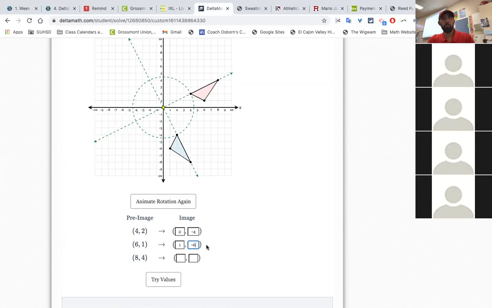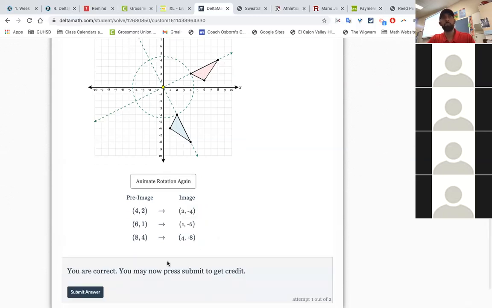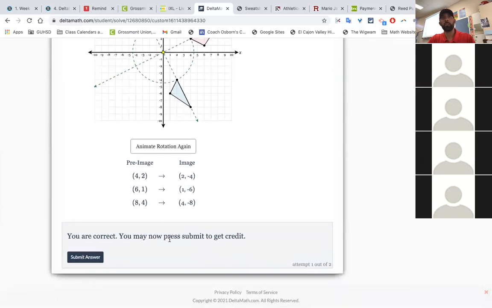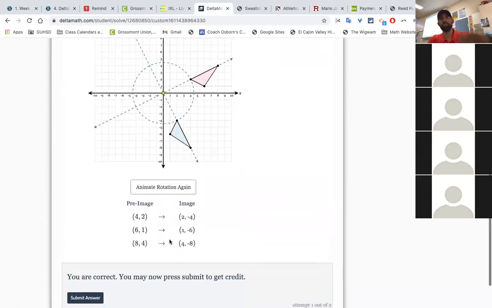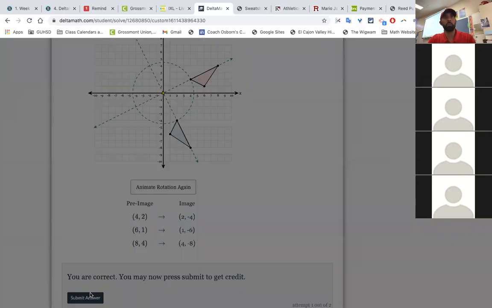And I'll do one more example. I'll do another one because I know this is a tough one. Okay, and then the last point is this one at 8, 4. That rotated around all the way to here and became 4, -8. Okay, so try those values. It says you are correct. Now you may press the submit button. So basically it's walking you through every step as you go through this.